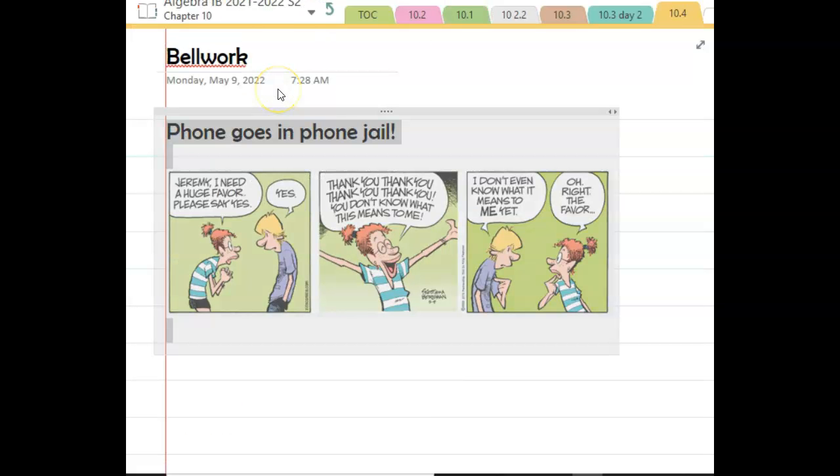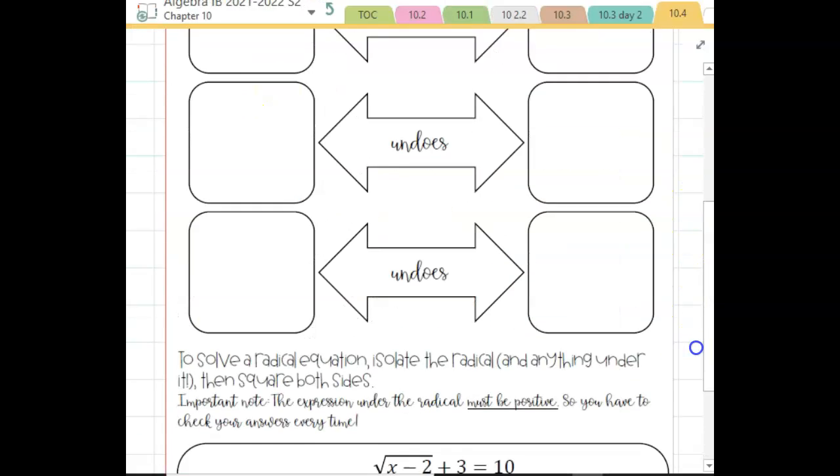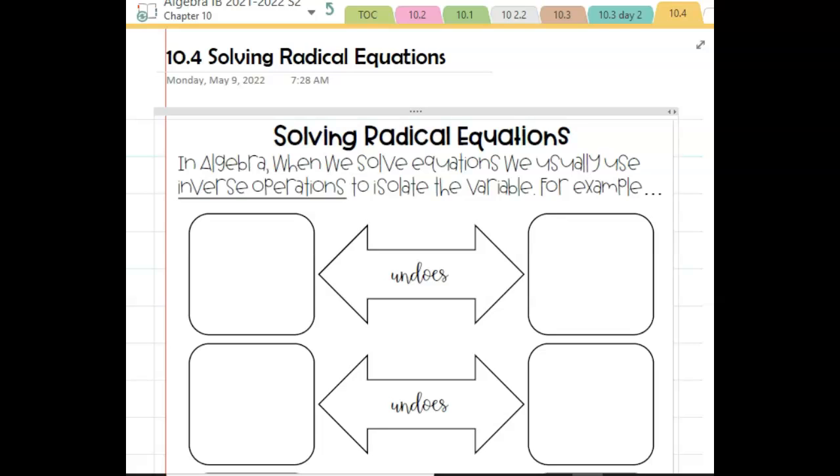Screen here. Okay, so we are going to talk about how to solve radical equations today. What we do today is not too bad, because solving radical equations is going to be super similar to solving kind of normal equations. Our typical approach to solving equations is using inverse operations.